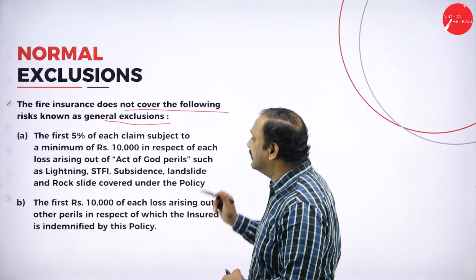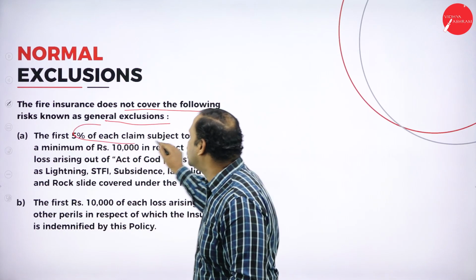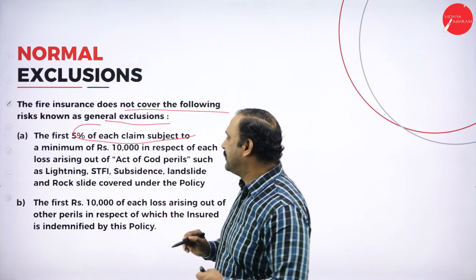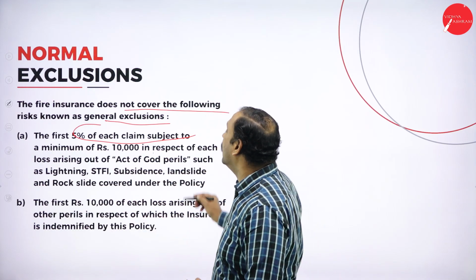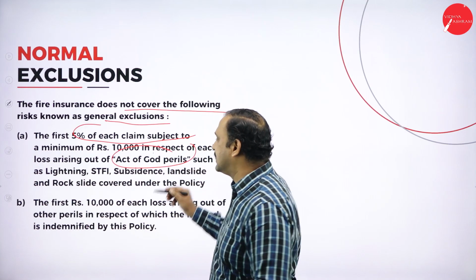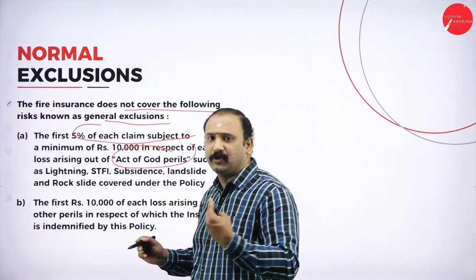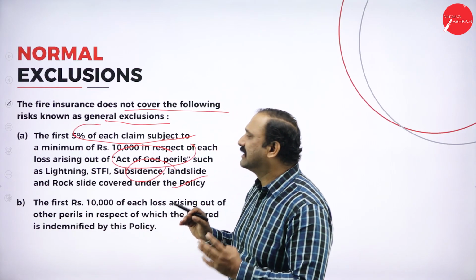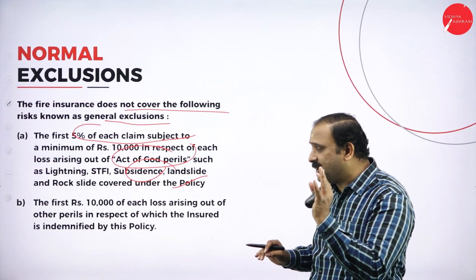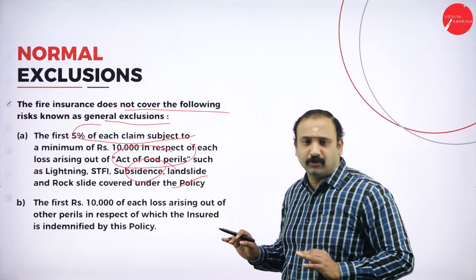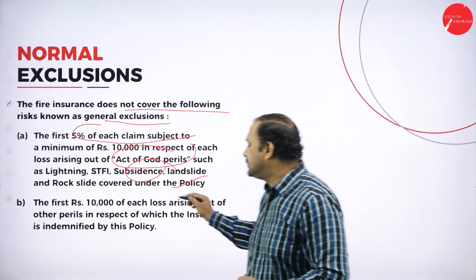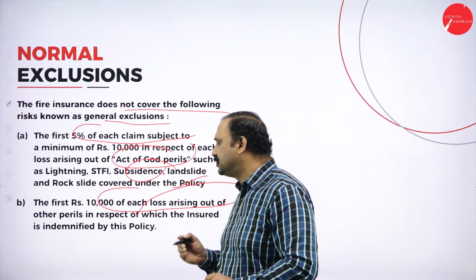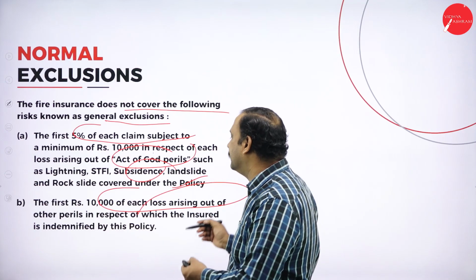The first one: the first 5% of each claim, subject to a minimum of 10,000, in respect of the loss arising out of act of God perils such as lightning, the STFI, when we told the standard kind of thing, subsidence, landslide, rockslide, which are covered under the policy. The first 5% alone will not be coming into this picture. The next one is that the first 10,000 of each loss arising out of other perils in respect of which the insured is indemnified by this policy.